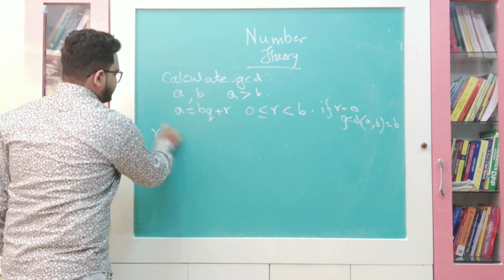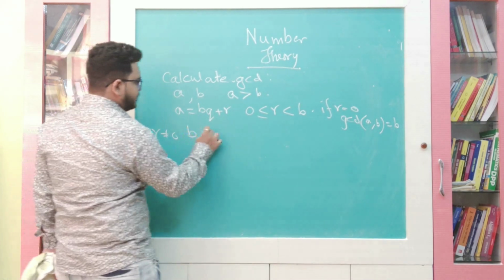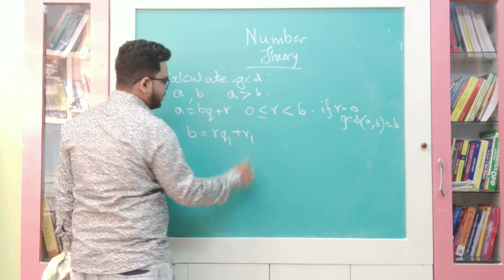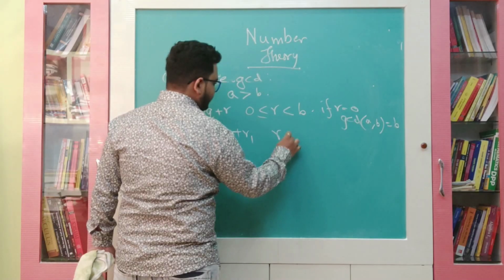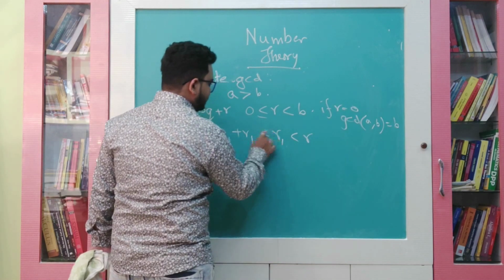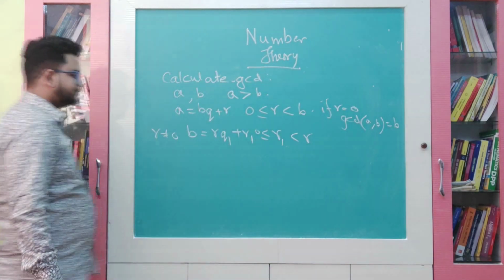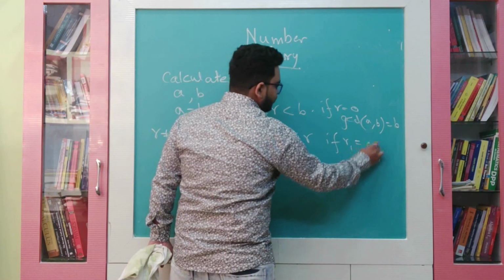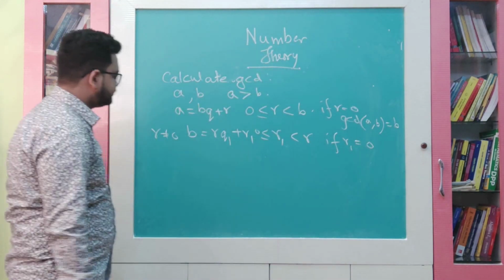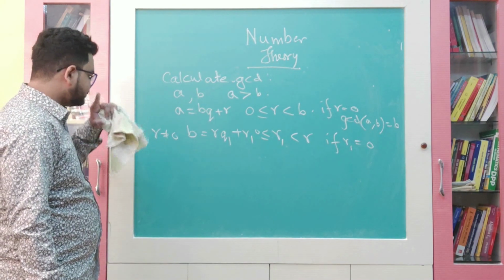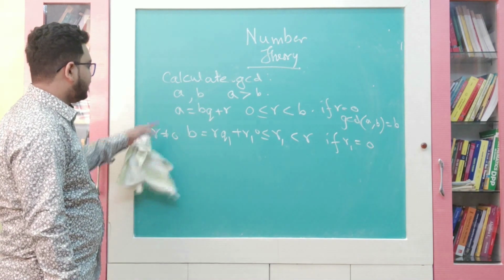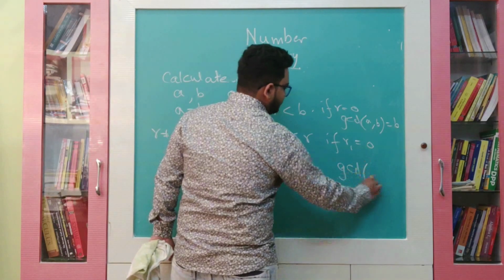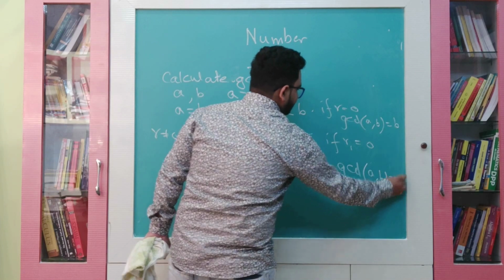If R not equals 0, then B equals RQ1 plus R1, where R1 is less than R and greater than or equal to 0. If R1 equals 0, then R divides B and R divides A, then GCD of A, B is R.